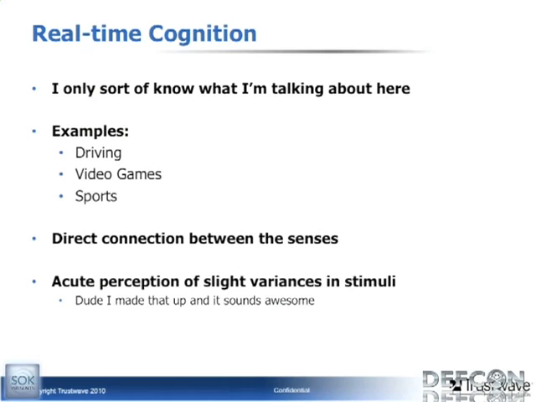So there's a direct connection between the senses, right? You're able to react to something. You're able to see it out of the corner of your eye, and you're able to do something about it. It's the same with a video game, like a little sniper. You can get really good at that, but you're not thinking about it. You're just doing it. It's acute perception of sight variances and stimuli, which sounds freaking awesome.